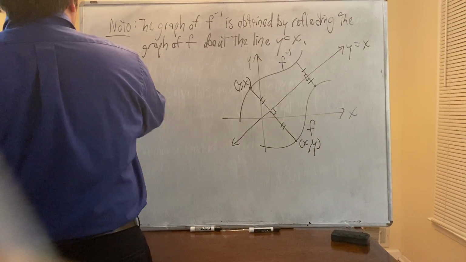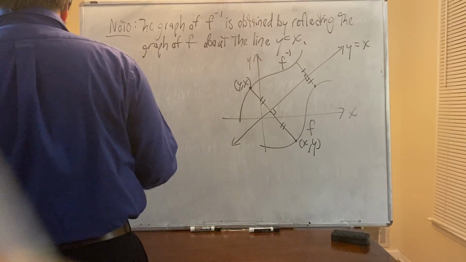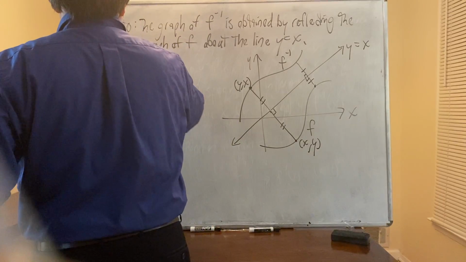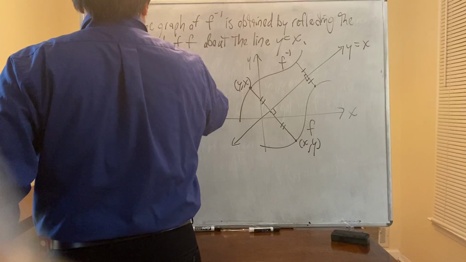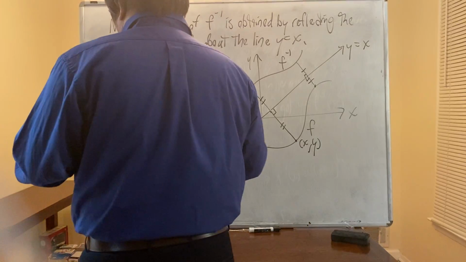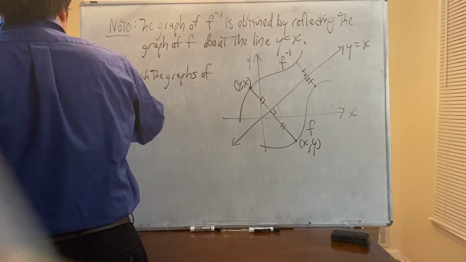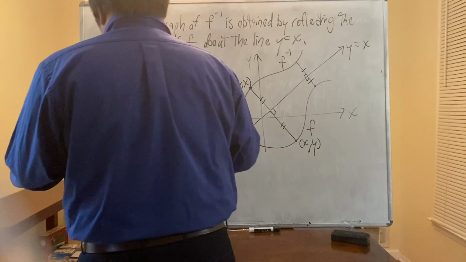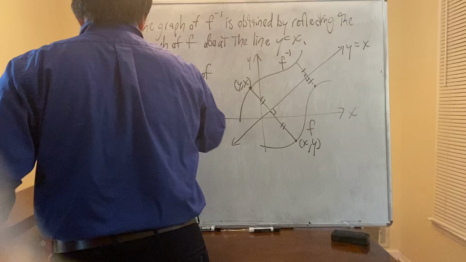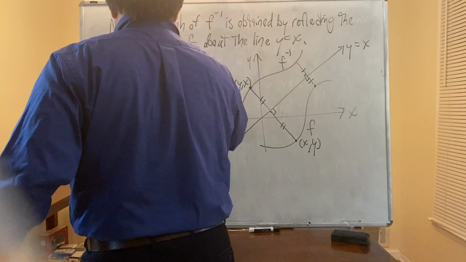So here's an example. Sketch the graphs of f of x is equal to 3x plus 5 and its inverse function.